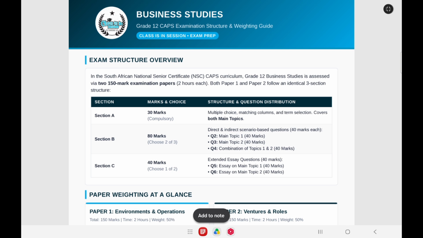Now let's move to section C. It's worth 40 marks. You have to choose one of the 2 essays that you've been given. You have extended essay questions that are worth 40 marks. You could have question 5, an essay on main topic 1, and question 6, an essay on main topic 2. So you basically have 3 sections, A, B, and C. You have to answer all of section A. In section B, you choose 2 questions that you're comfortable with. Then in section C, you choose 1 essay question.